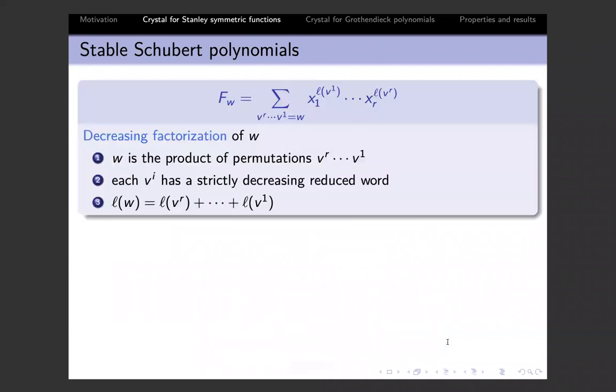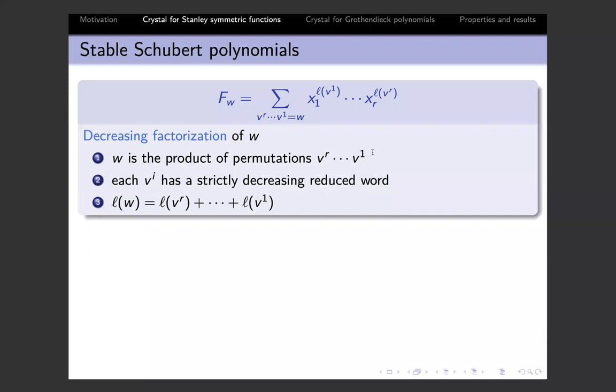Now I'm ready to define the Stanley symmetric functions. As I said, they're indexed by a permutation w. And I'm going to define them as the sum over all decreasing factorizations of w. What do I mean by this? I'm going to write my w as a product of permutations v^r up to v^1. And each of these v^i should be strictly decreasing. So it should be a reduced word that is strictly decreasing.